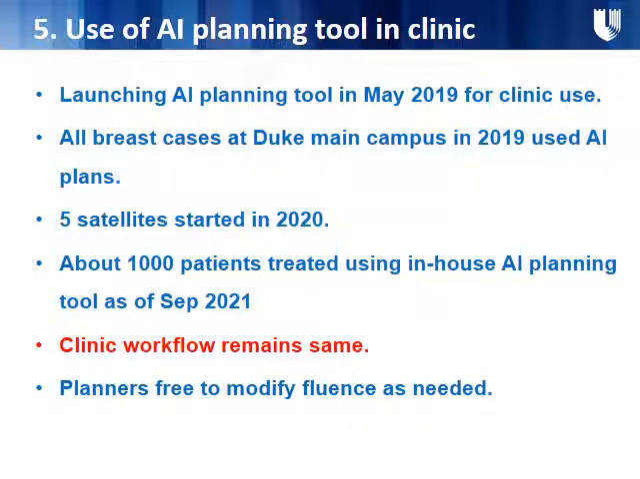After that, the next phase is to use it. We launched the AI planning tool in May 2019 for clinical use. From this point, all breast cases at Duke Main campus were planned using the AI planning tool. In 2020, 5 satellites started using it. So far, we estimate about 1,000 patients were treated using the in-house AI planning tool. Our clinic workflow remained the same, and we told the planners that they can modify the fluence after the AI plan is done.